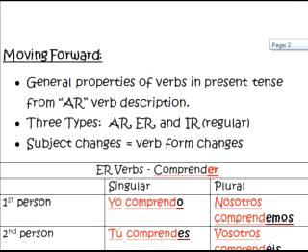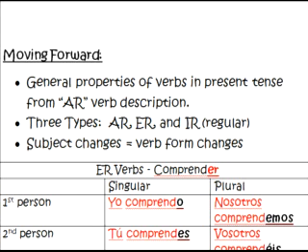Okay, first of all, as we look at the ER and IR verbs, I just need to remind you of the general properties of verbs in the present tense. You saw this a couple of videos ago in the AR verb description. If you need a reminder, the general properties of present tense verbs work very, very similarly. As the subject of the verb changes, so does the verb. Now, technically in English it does also, but the ending changes every single time that the subject changes in Spanish.